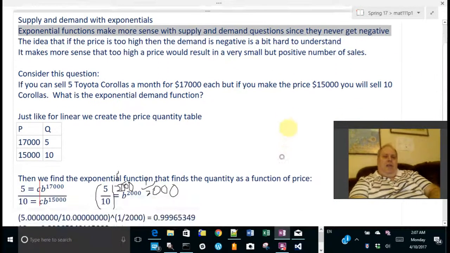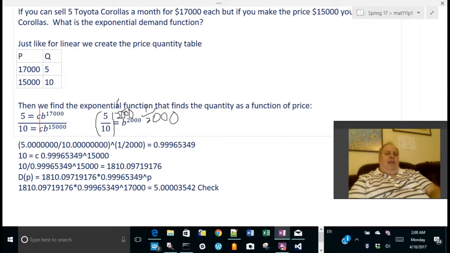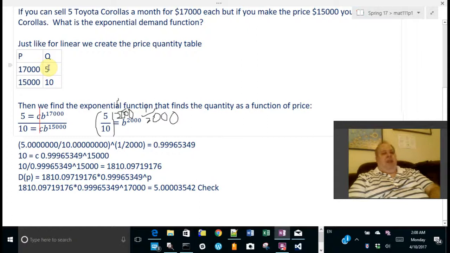Just like when we did linear, we create a price quantity table. Now don't be confused. In this case, the prices are large and the quantities are small. For some items, the prices are small, right? If we're selling ice cream, the price is small, the quantity is large. If we're selling cars, unless we're in some kind of incredibly active market for cars, the prices will be high and the quantities will be low. So $17,000, 5 Corollas. $15,000, 10 Corollas.